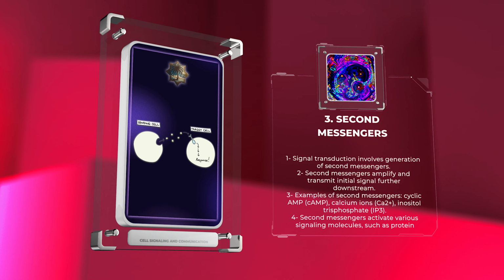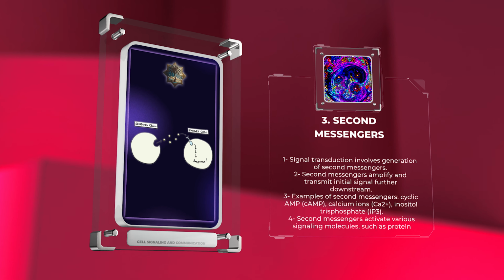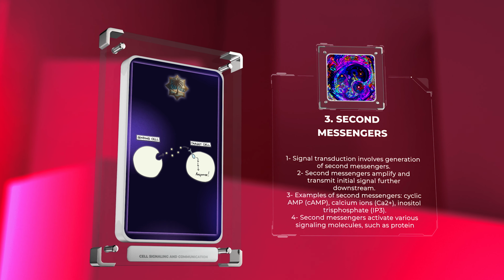Examples of second messengers include cyclic AMP, cAMP, calcium ions, Ca2+, and inositol trisphosphate, IP3. Second messengers can activate various signaling molecules, such as protein kinases, leading to a wide range of cellular responses.